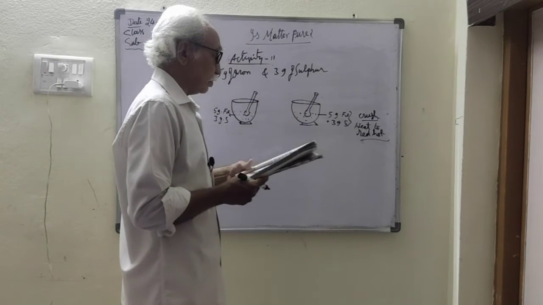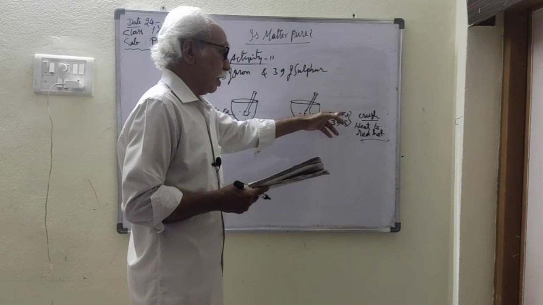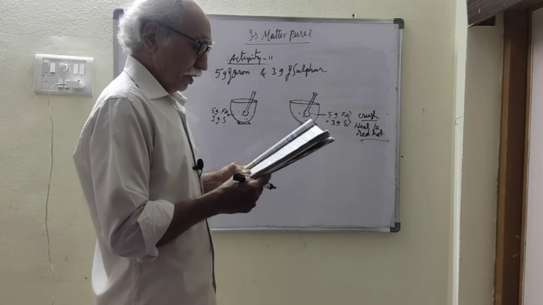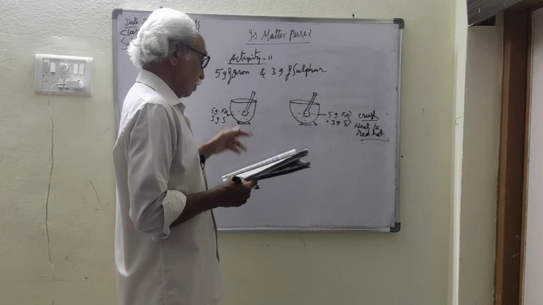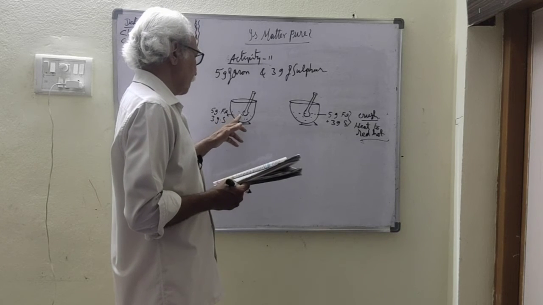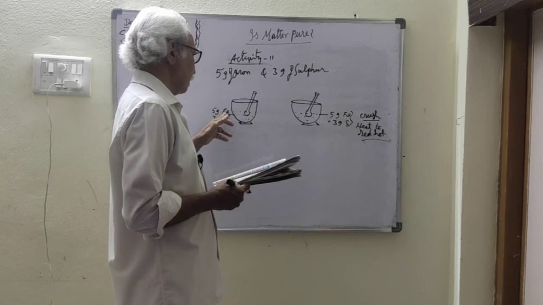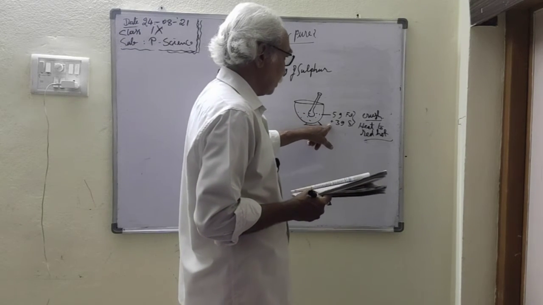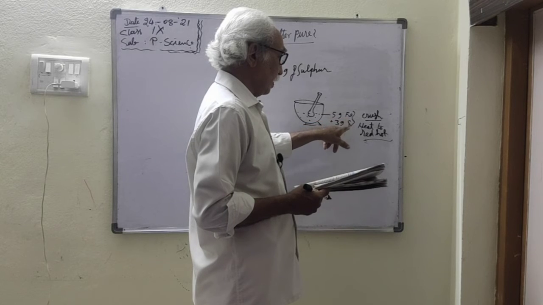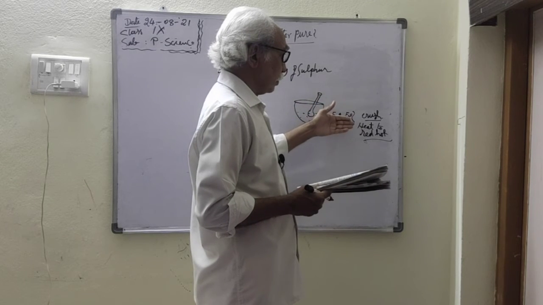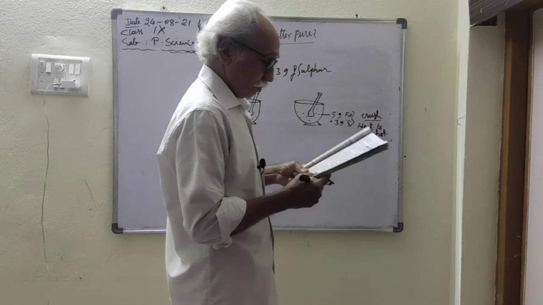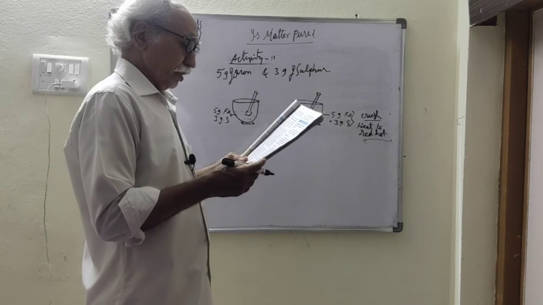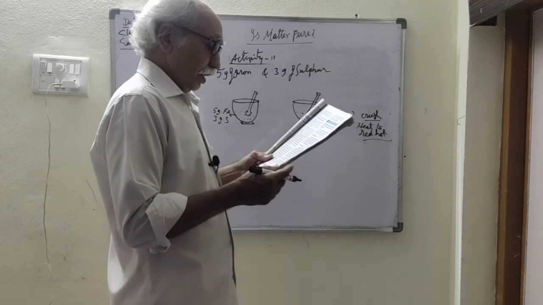Not attracted means we cannot separate the iron and sulfur just by using a magnet. Compare the textures and colors of the material. Here you find sulfur is a yellowish color, iron is a brownish color, and the colors remain unchanged. But in this case, the brownish color and yellow color converted into black color.